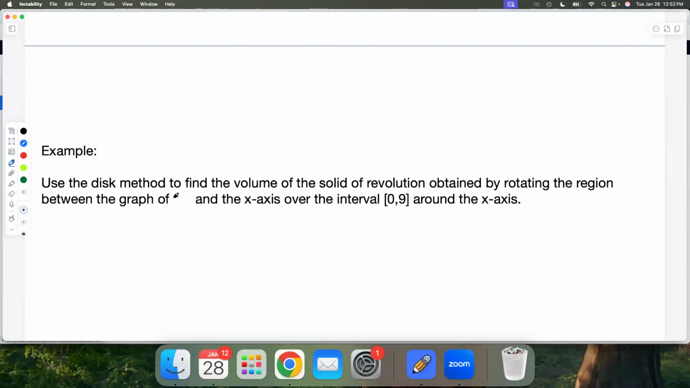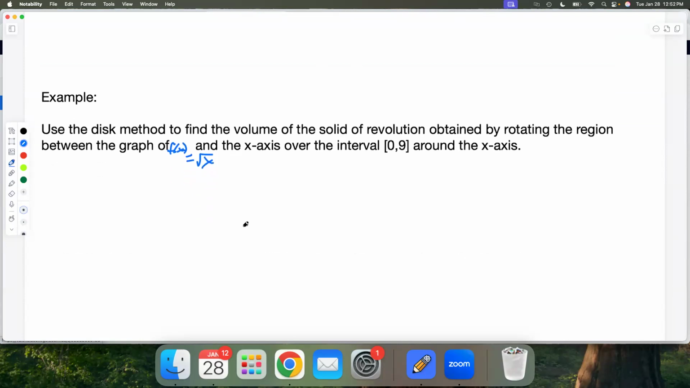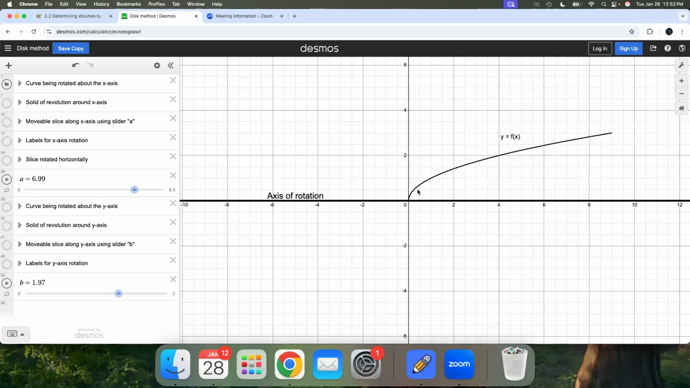Okay. And here we're doing f of x equals square root of x. So we're going to use this method to find the volume of the solid of revolution obtained by taking y equals square root of x. We're going to rotate it around the x-axis from 0 to 9. So I've got this picture here. Here's my function. I'm going to rotate that around the x-axis.